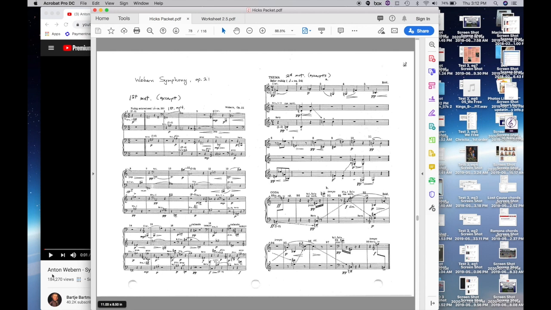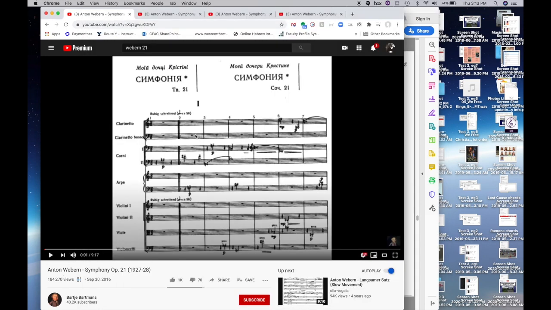That was something that Stockhausen described his experience of this music. Let's listen to a little bit of this piece. Now, if you could get this page 78 from the Hicks packet, if you want to have it out, that would be useful. I will refer to this here and there, but I have this nice YouTube of the piece that gives us the full orchestral score.